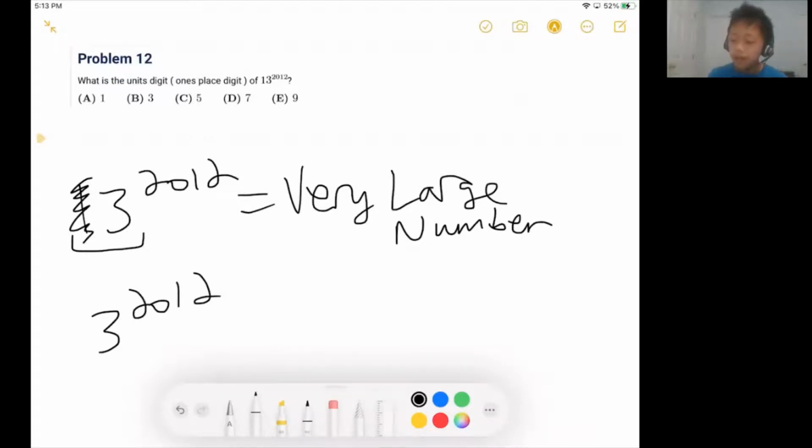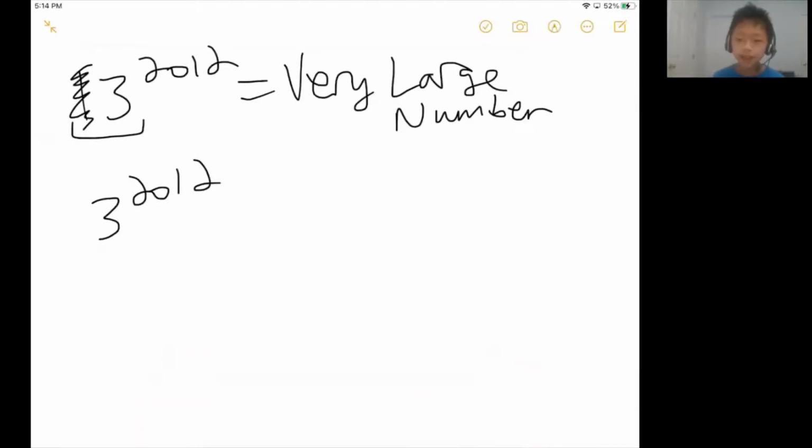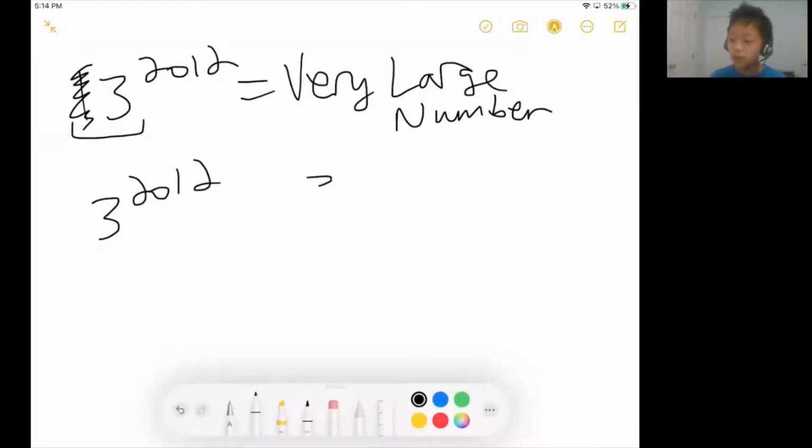So now this still looks pretty intimidating, right? Because 3 to the 2012, even though it's not as large as 13 to the 2012, is still a pretty large number. But the idea for these kinds of questions is, if you're given a really large number like this, a really large amount of the time there's going to be some pattern. So if you look at 3 to the 1, the last digit is 3.